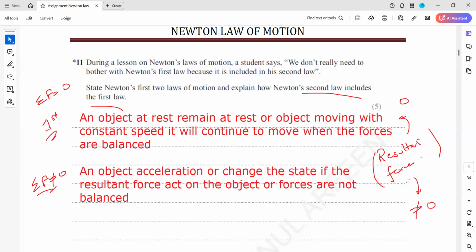So how do you score 5 marks? 2 marks are for the statement of the first law, 2 marks are for the statement of the second law. And one more thing, that the mass should be constant. You have to include that in the second law. For a constant mass, the acceleration of an object is directly proportional to the resultant force.